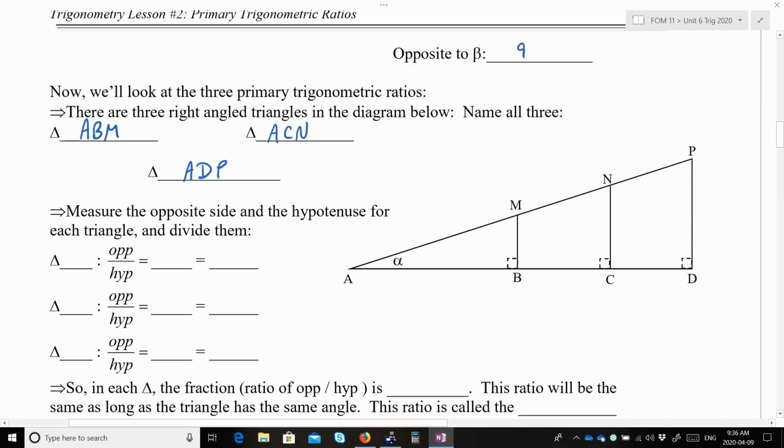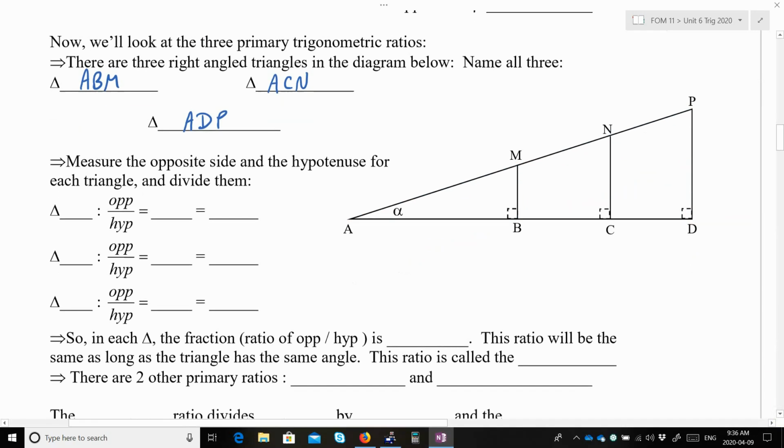And here's what it wants us to do. It says measure the opposite side and the hypotenuse for each triangle and divide them. Okay, so we'll start off with triangle ABM, the smallest one. We'll go opposite over hypotenuse, and it's opposite to this angle theta that they have labeled. All right, and so there's the opposite side, and here's the hypotenuse across from the 90-degree angle.